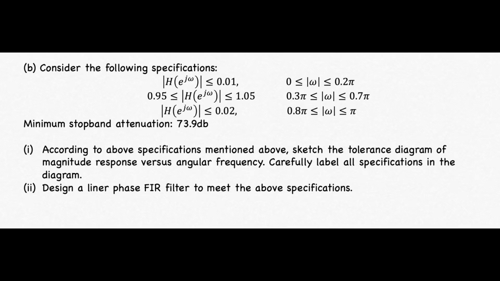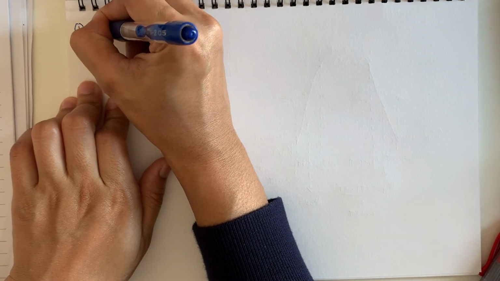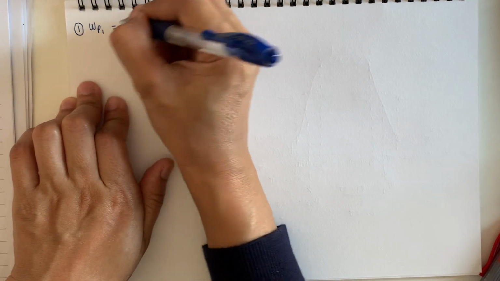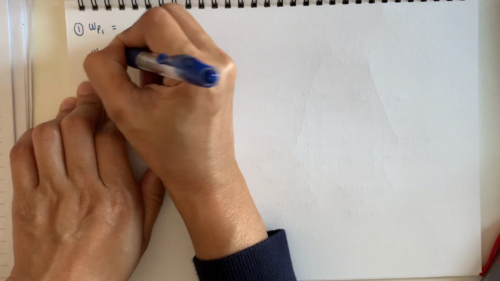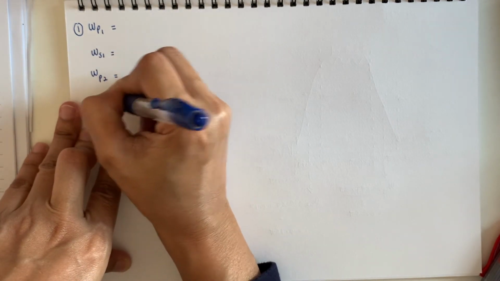If you look at this question, you need your minimum stop band attenuation value. The question did mention the minimum stop band attenuation value, so you need to refer to table number 5. Before I move to that, the first step is to list down your omega P1 value, your omega S1 value, your omega P2 value, and your omega S2 value.